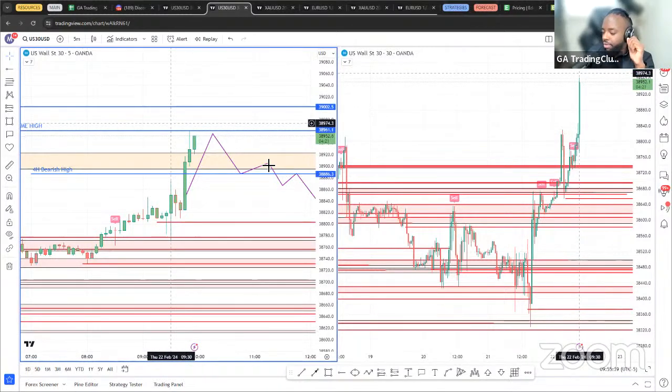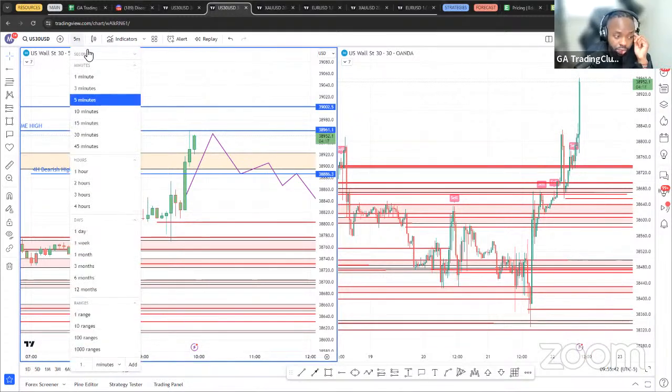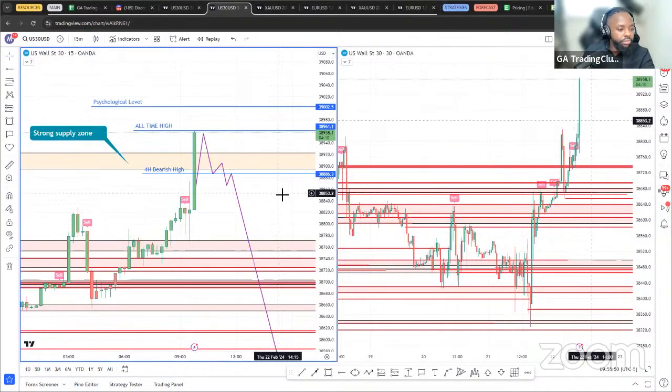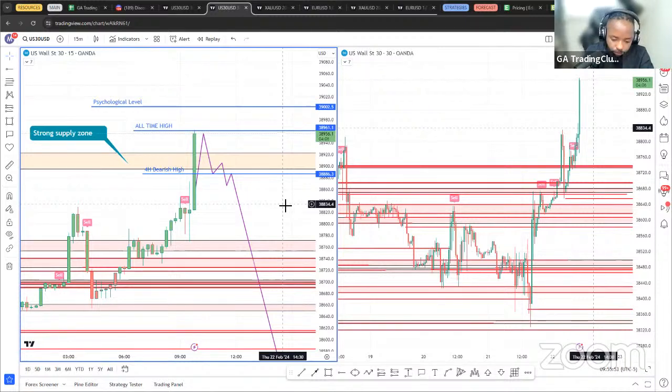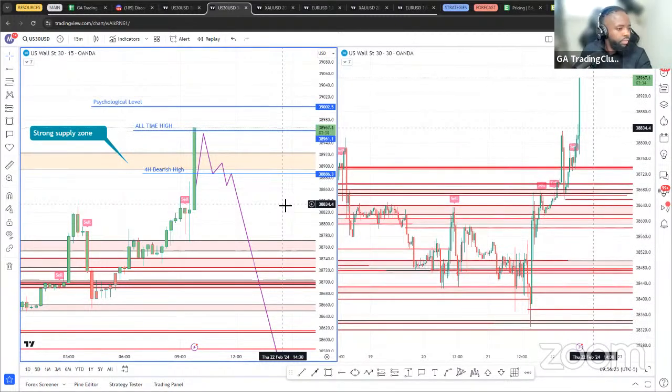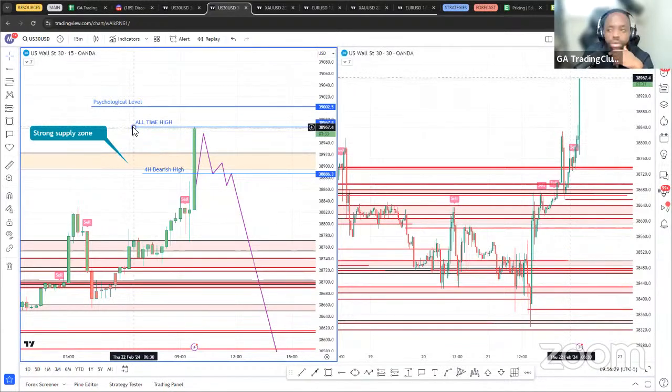So nothing yet on the 5-minute time frame. We need to start seeing the lower highs and lower lows being created. So this keeps getting higher and higher.